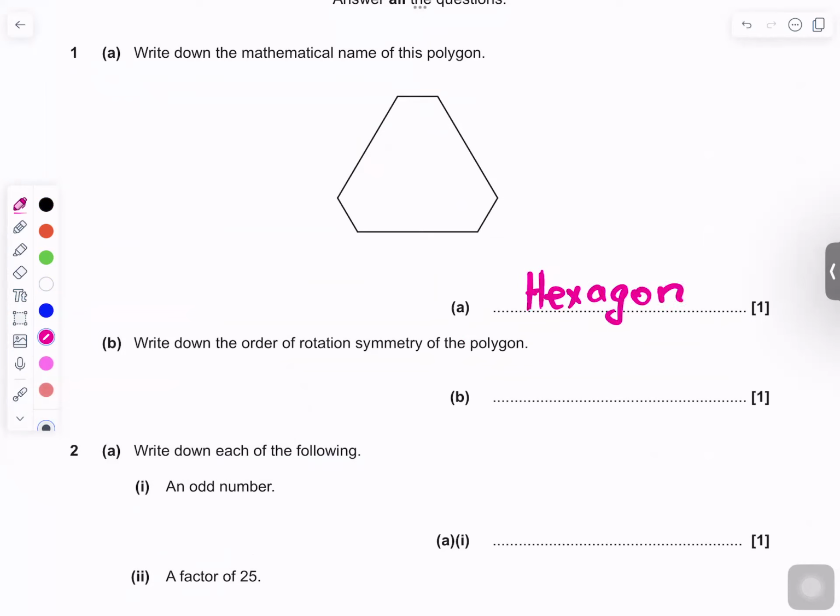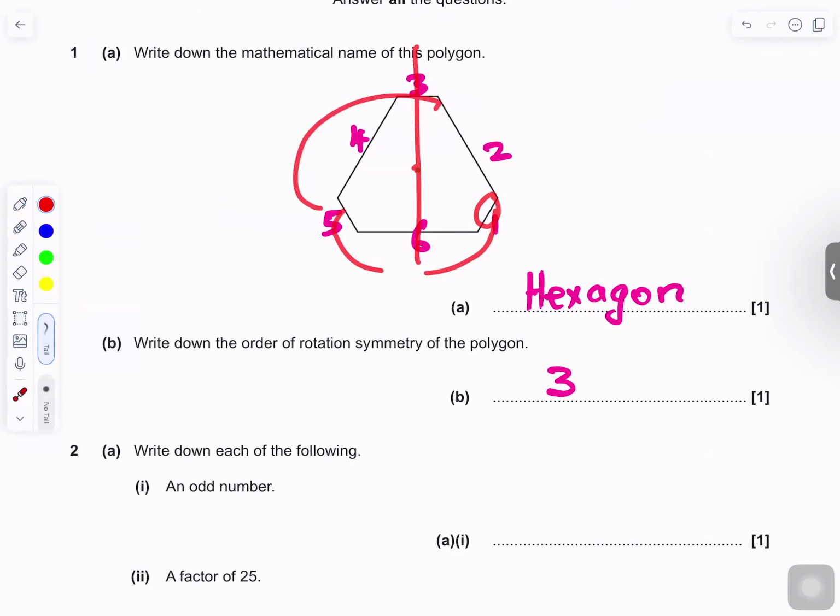Hexagon. One, two, three, four, five, six sides. Write down the order of rotation symmetry of the polygon. I put three, but I'm not sure. Let's see, three. Rotational symmetry. If you rotate it, this can turn, come there once, two. Yes, three is correct.